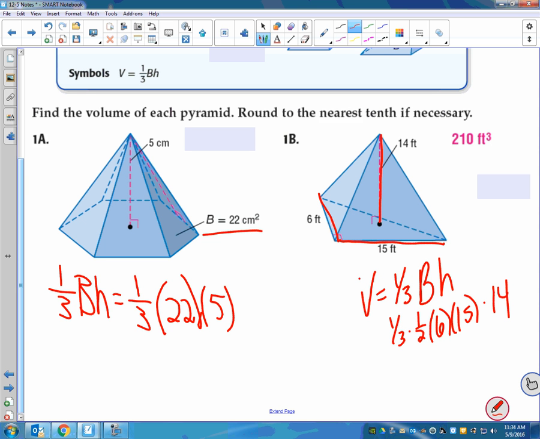If they told us the area of the base is 22 square centimeters, so that's not going to divide nicely into 3, so if we round to the nearest 10th, I got 36.7. Did you get that? Did you get 8? Oh. Like, I'm very concerned.